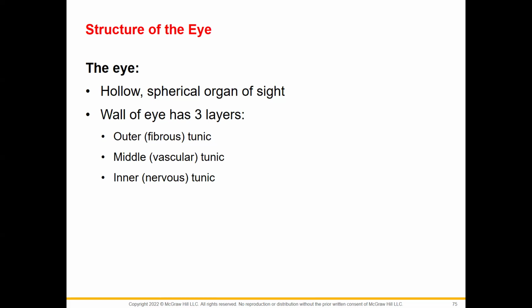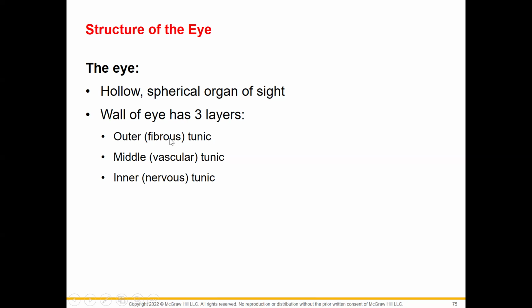So the outer tunic is called the fibrous tunic. Middle tunic is the vascular tunic. Inner tunic is the nervous tunic. So automatically you can see sort of what's happening. The outer layer of the eyeball is going to be more fibrous. Think about it. It's more fibrous because it is closer to the external environment. It needs to be more fibrous to be more protective.